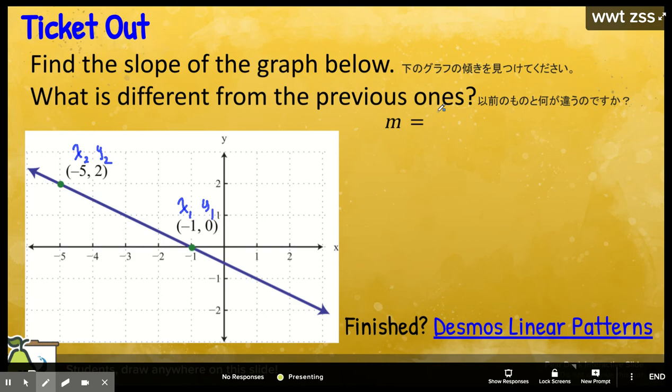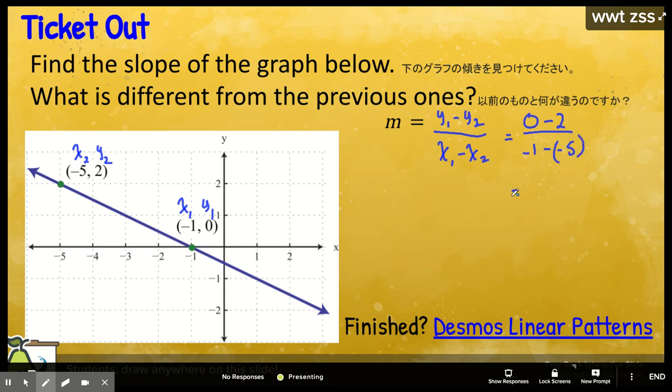And the formula is y1 minus y2. That's the change in the y values, the rise, right? And then I'm going to have x1 minus x2. That's the change in the x values, the run. Okay, so what do we have? We're going to have 0 minus, and we have minus 2. So 0 minus 2, and then for the x1, negative 1 minus negative 5.